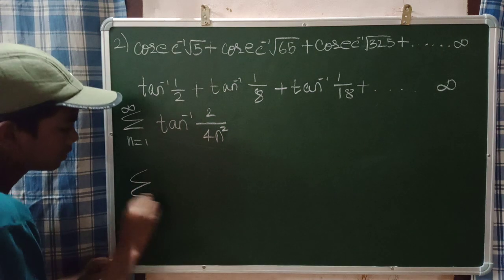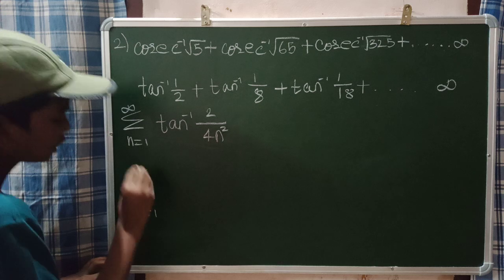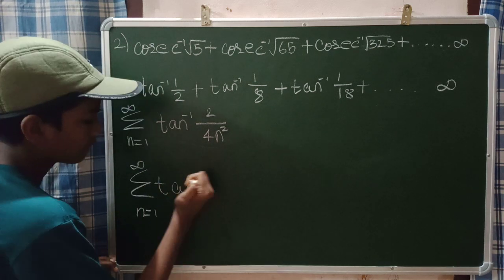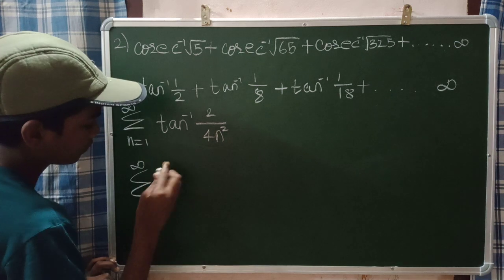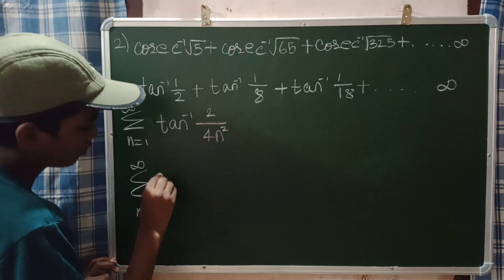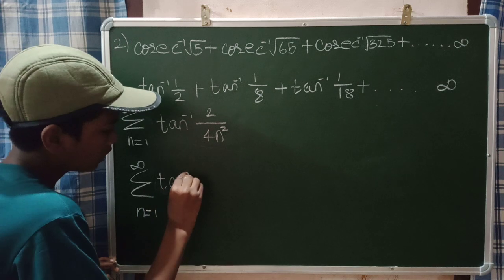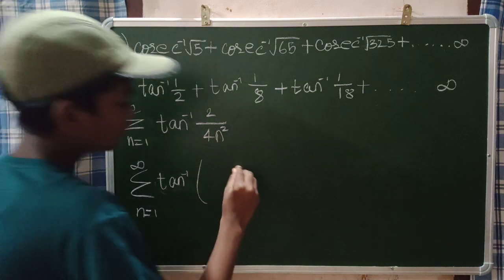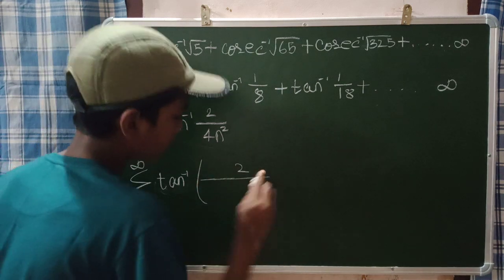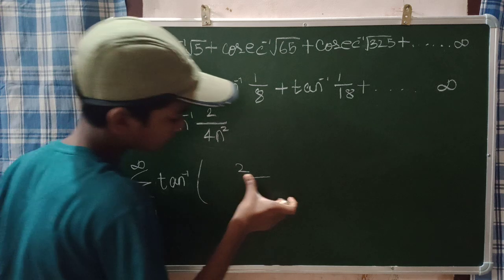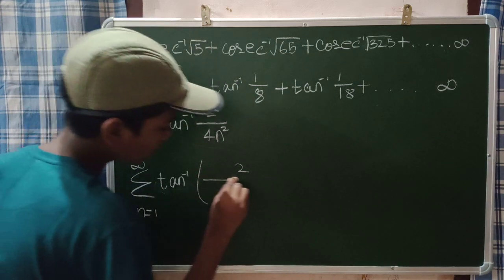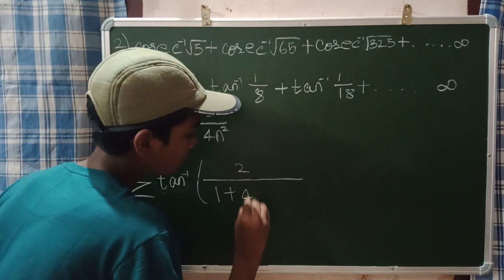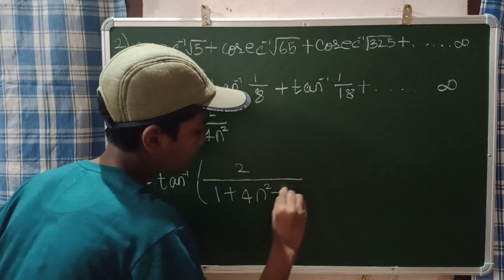Now, guys, the summation of n equals 1 to infinity of tan inverse of 2 by 4n square. In the denominator I'm going to add 1 and subtract 1. That's the part which I am doing now.